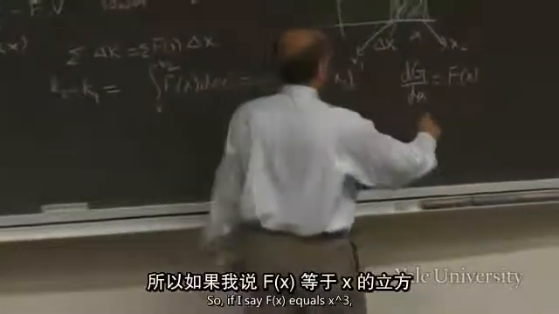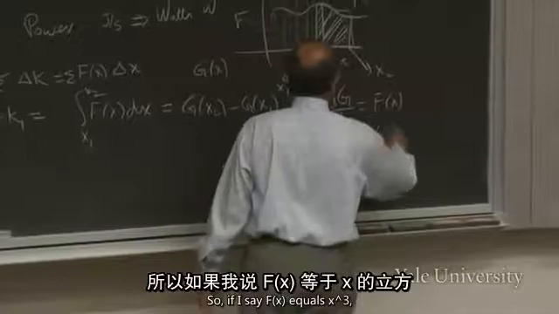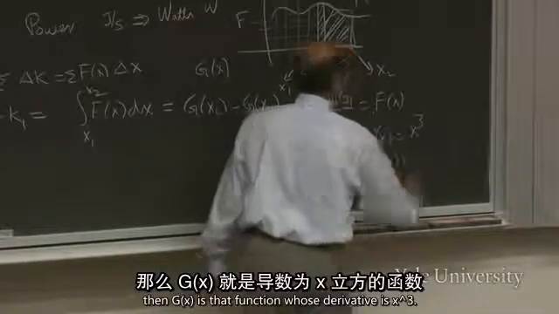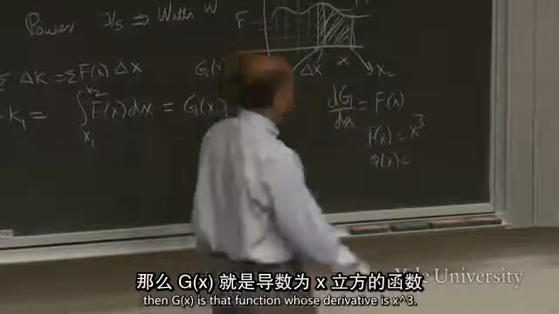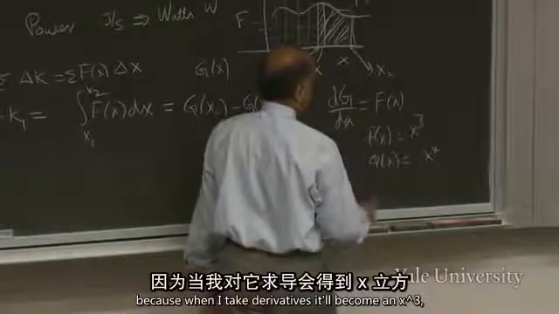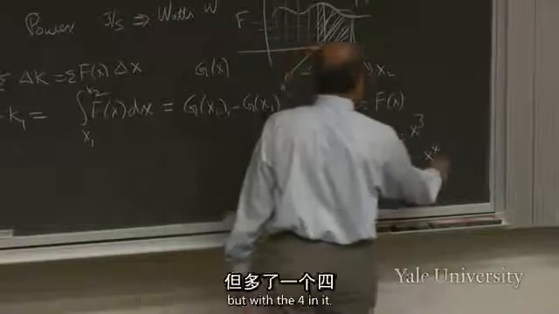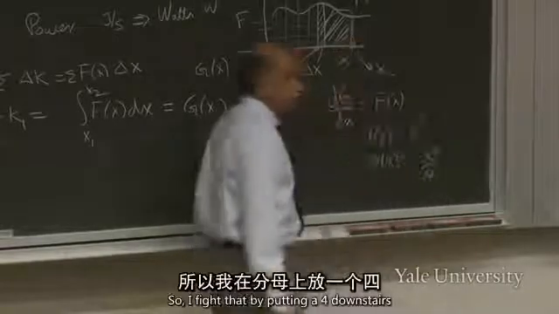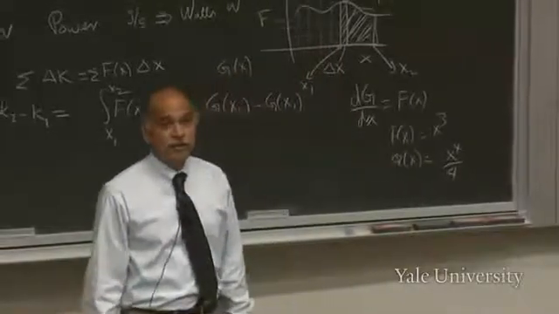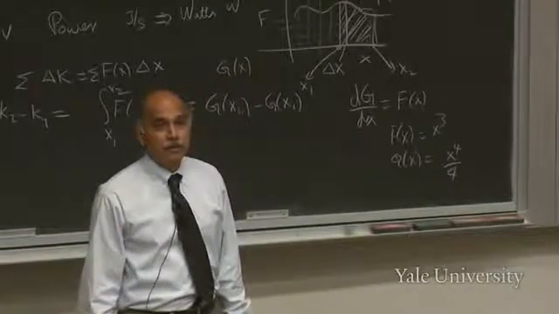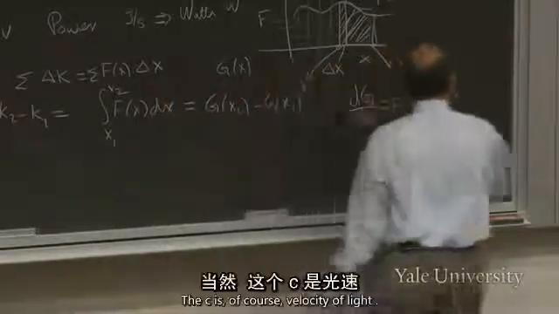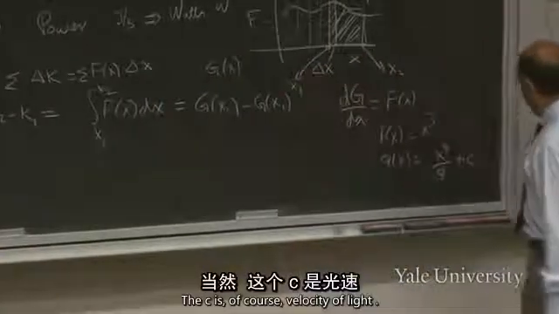So if I say f of x equals x cubed, then g of x is the function whose derivative is x cubed. So I know I've got to start with x to the fourth, because when I take derivatives, it will become an x cubed, but with a 4 in it. So I fight that by putting a 4 downstairs, and that's the function g. Yes? Shouldn't there be a c? Yes, that is the plus c, where c is, of course, the velocity of light.